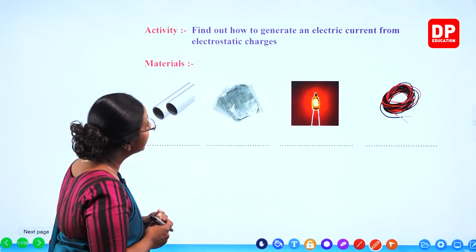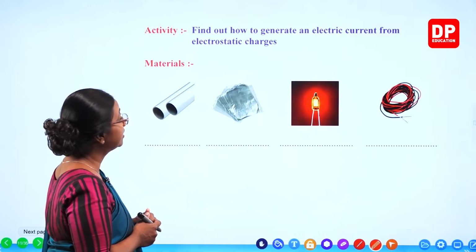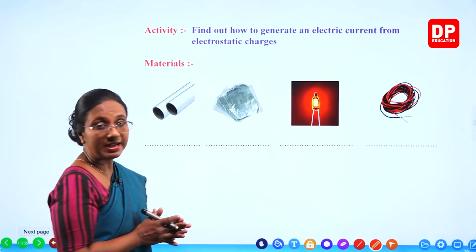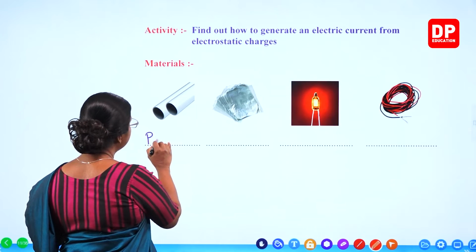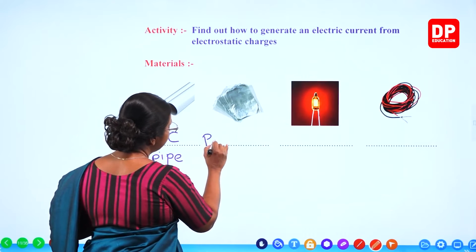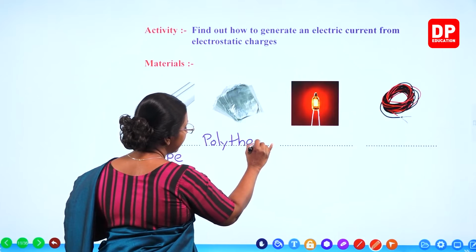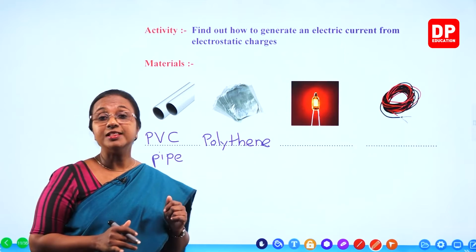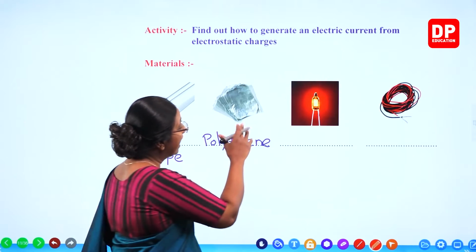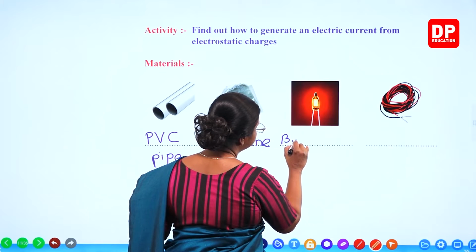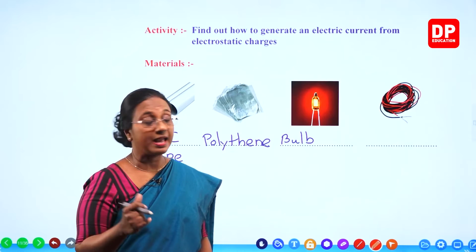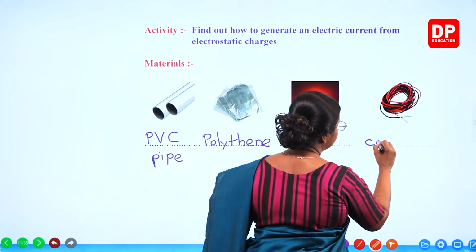So how you can generate an electric current from electrostatic charges. So static electricity and current electricity. To do this, we need these materials. Here we need a PVC pipe. You can see from the picture. Then we need polythene. Like I said, you need to rub the PVC pipe with polythene. So what will happen? The PVC pipe will get negatively charged. And thereafter, we need a bulb or an LED bulb.